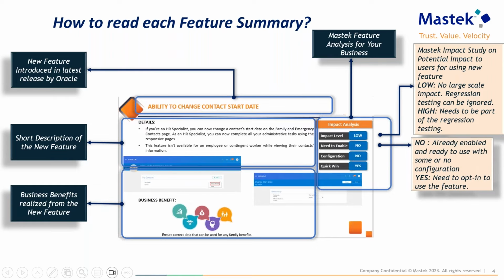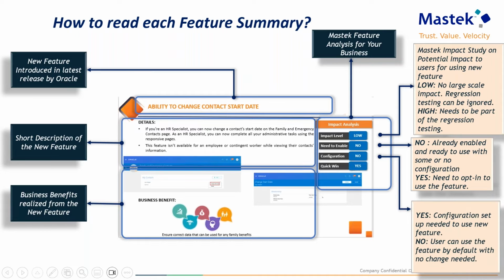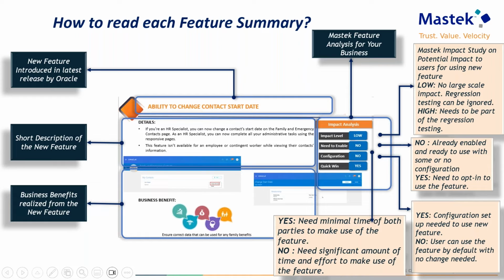The second one: we are all aware that some features are auto-enabled by default by Oracle, and there are some which we need to opt for. The third one highlights the nature of the feature. There would be certain configuration which may be required, and some features can be used without any changes. And the last one is the quick win. This term we use to simply convey what is ready to use by investing a minimum amount of time, and what requires a significant amount of time and effort to make use of the feature.